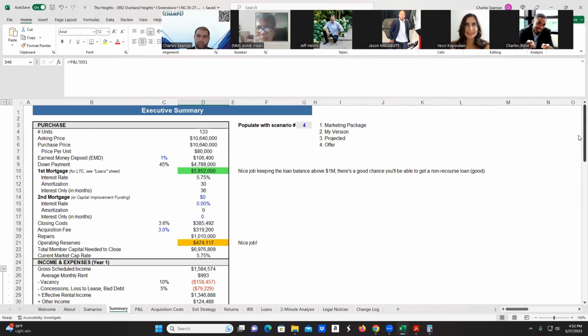Are we close enough at this point that maybe it's just a matter of tweaking some numbers and seeing what we can do to be more competitive? Yeah. Right. So if you're somewhere in that 80 a door ballpark, I think you're probably in a good number here.